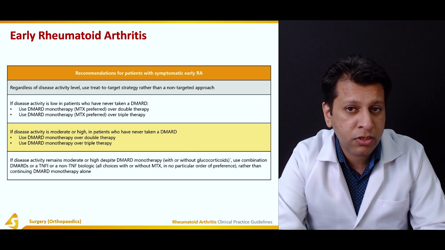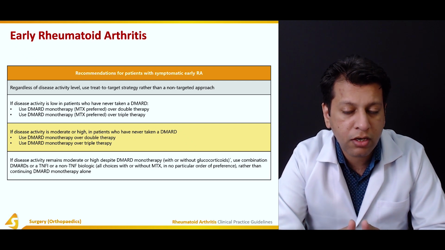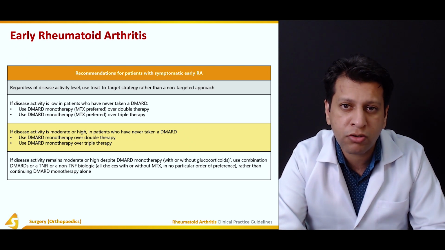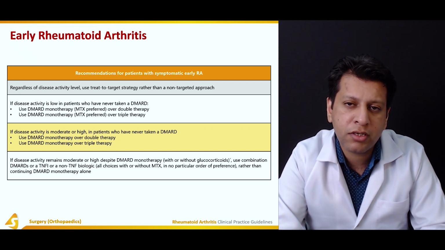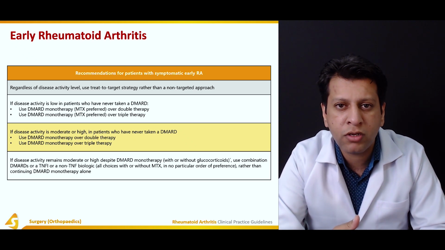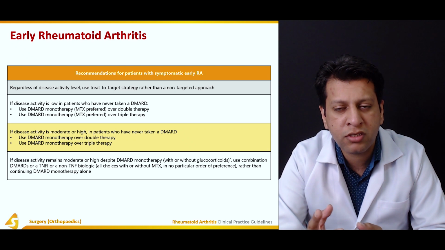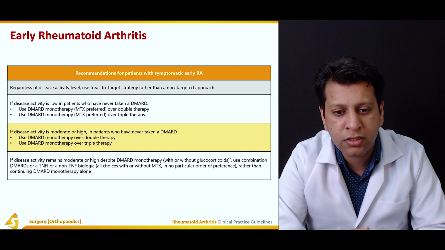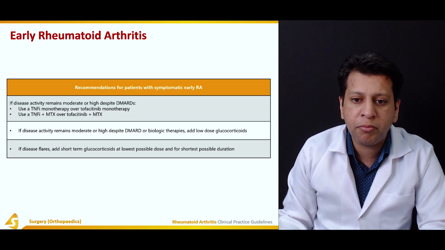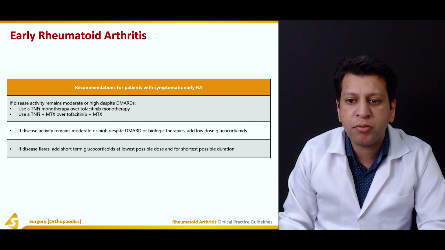If methotrexate has already been initiated, we can switch to methotrexate plus sulfasalazine or hydroxychloroquine. Another option is to keep giving methotrexate and start anti-TNF inhibitors or non-TNF biologics, which are interleukin 6 inhibitors, B cell modifiers, or T cell costimulation drugs. Now, recommended for the patients with symptomatic early RA.